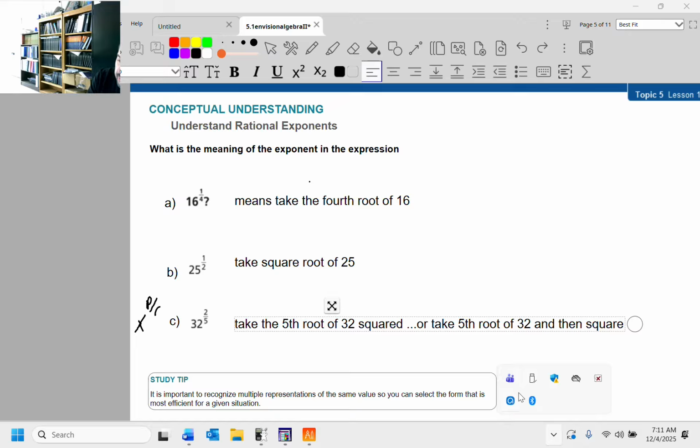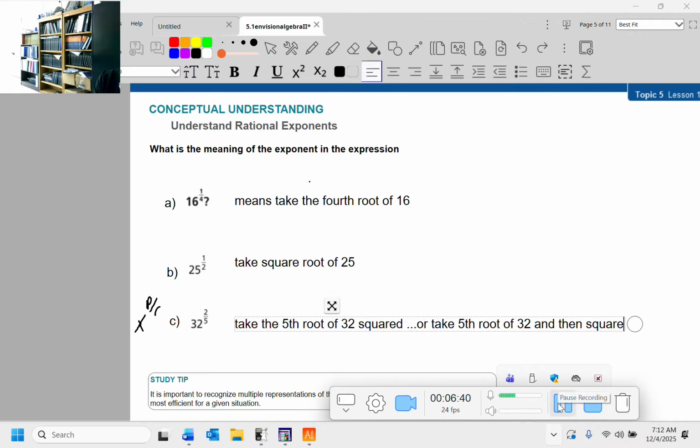Pause and see how well I'm doing here. I'm good on my time so far.